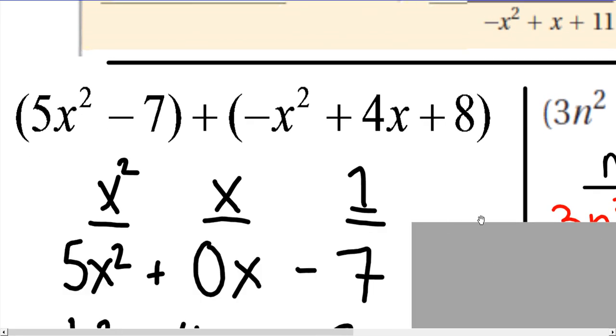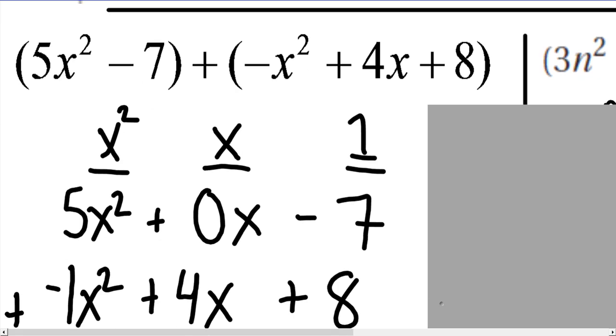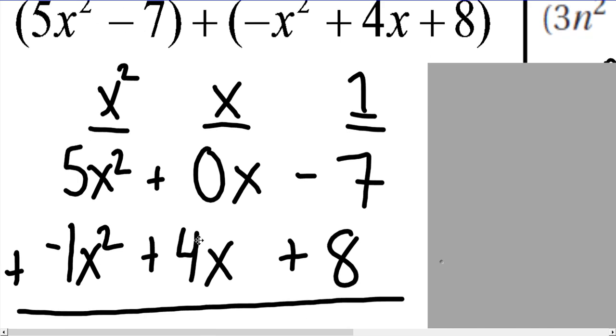Let's line these things up like you did even in elementary school. So I have my x squared column, my highest power, then my x's, then my ones, my constants. This is x to the second power, this is x to the first, and this is really x to the zero, your constant terms, your number ones. So 5x squared, there are no x's, so we have a placeholder of 0 x's, minus 7 over here, this is a negative. So I have a negative 1x squared plus 4x plus 8.